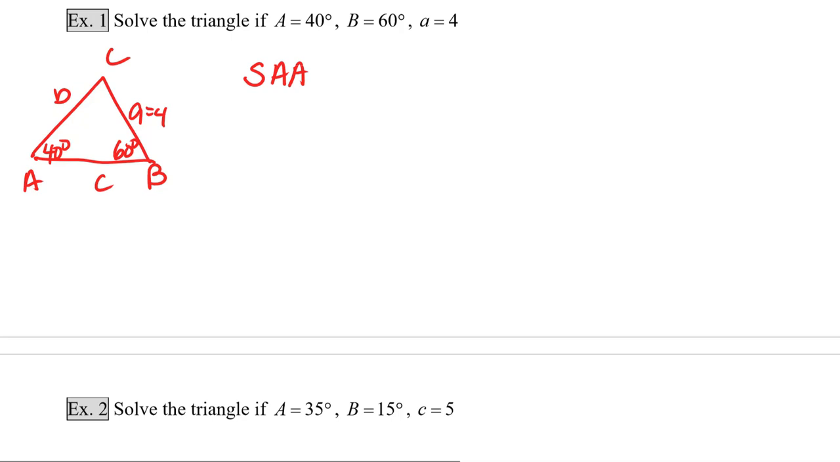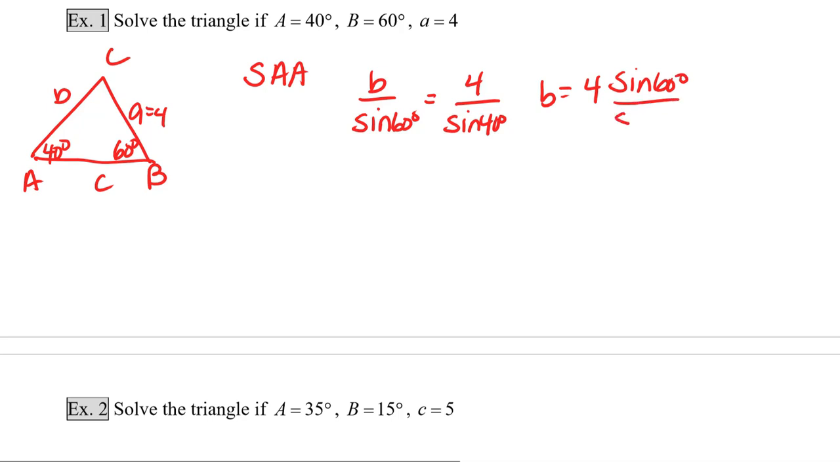So I am going to start by finding side b. b over sine of B, or sine of 60, is equal to a, 4, over sine of 40. This means that b is equal to 4 times the sine of 60 divided by the sine of 40, and if I put this into my calculator, I get that b is equal to 5.4.